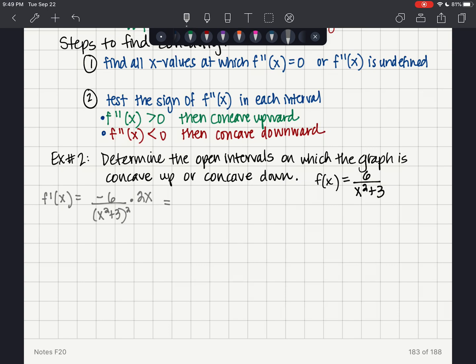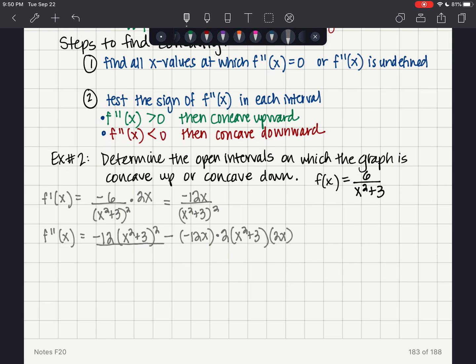And we know that that is negative 12x over x squared plus 3 quantity squared. Now we're going to find the second derivative. I'm going to use the quotient rule along with the chain rule. So the derivative of the numerator is negative 12 times the denominator, x squared plus 3 quantity squared, minus the numerator, negative 12x, times the derivative of the denominator, which involves the chain rule, all over the denominator squared.